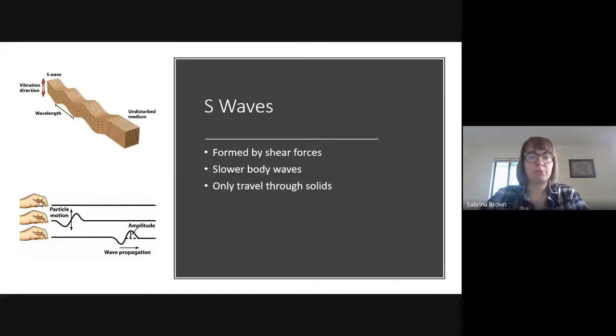S waves, which are our other type of body wave, are formed by shear motion. So they're formed by motion up and down instead of side to side. And these are the slower of the 2 body waves. The important thing to know about S waves is that they can only travel through solids, right? So P waves, our primary waves, can travel through all states of matter. S waves can only travel through solids.